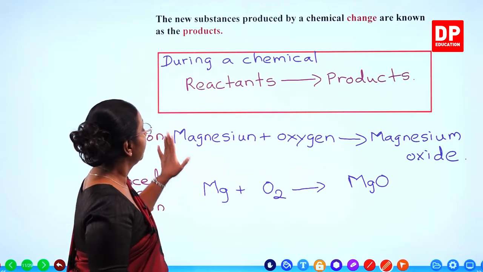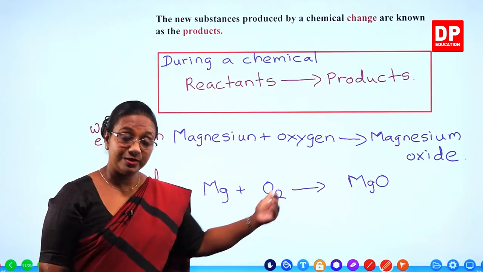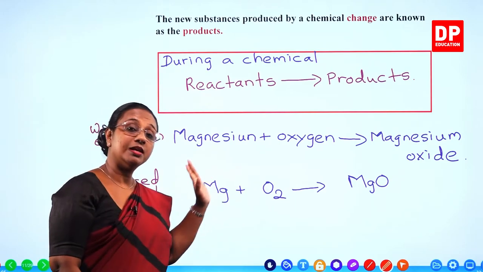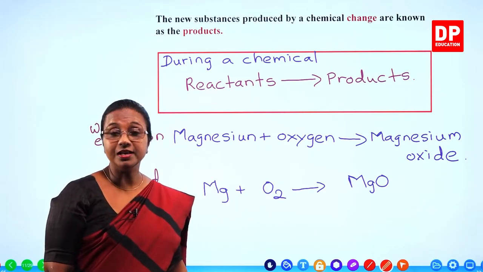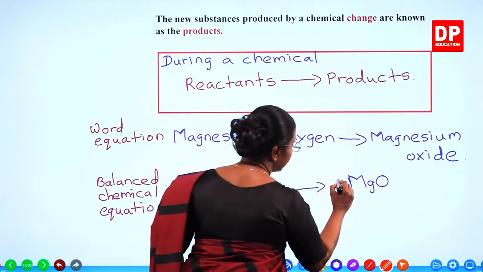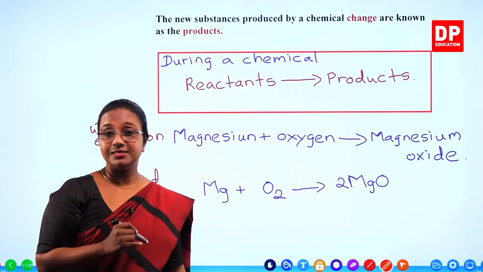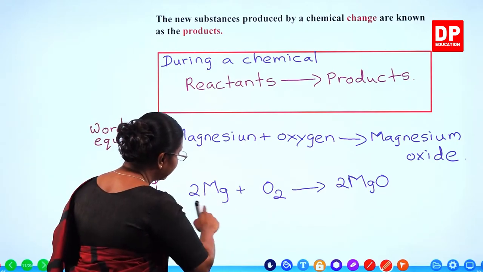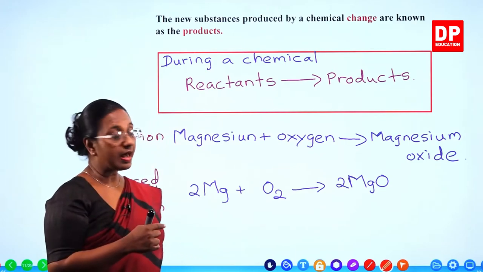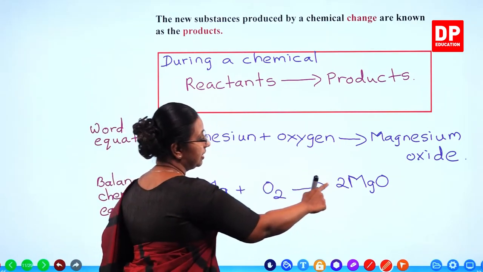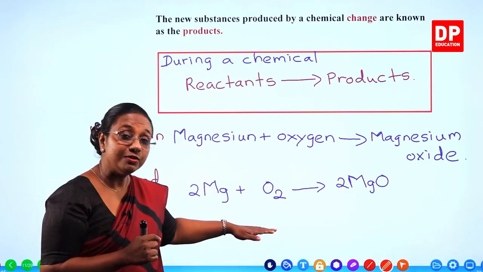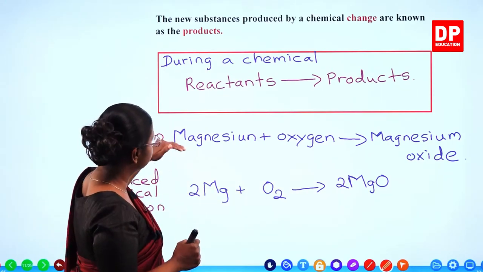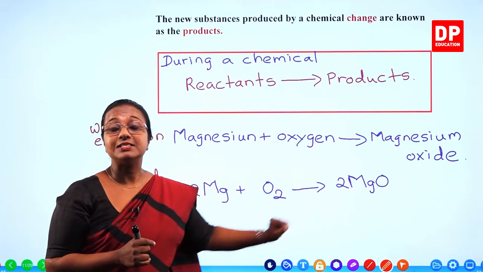As I told you all, when we write balanced chemical equations, which we will be discussing in this lesson, all the atoms of each element on the reactant side should be equal to the atoms on the product side. So here, the balanced equation will be 2 Mg plus O2 gives 2 MgO. Here you can see 2 magnesium and 2 magnesium oxide. So, 2 magnesium atoms are here, 2 magnesium atoms are on the other side, 2 oxygen atoms are here, 2 oxygen atoms are on the other side. I will go into detail about balancing equations when we come to that topic. For now, remember students, this is the word equation, this is the balanced chemical equation.